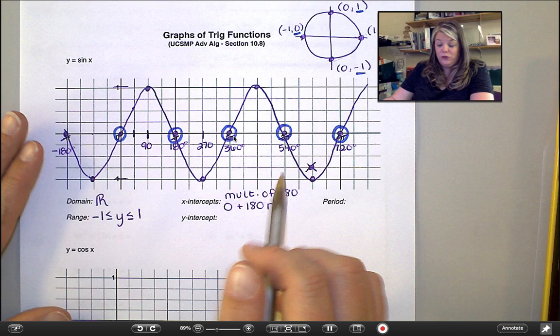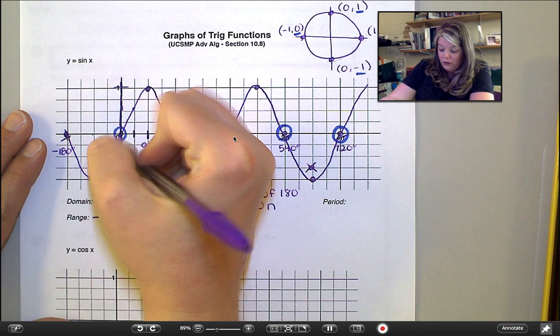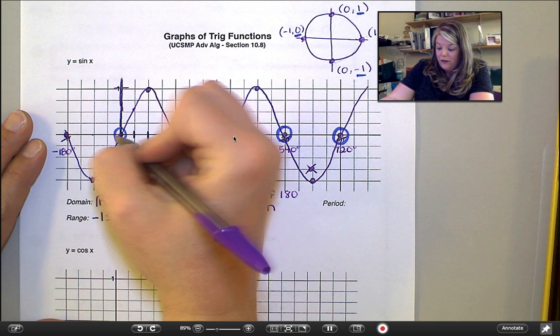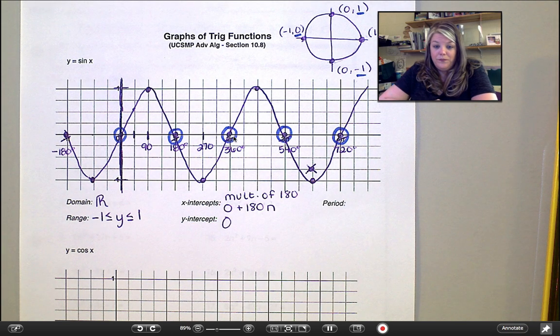The y-intercept, though, there's only one of those because the y-axis is over here, right? And there's only one place that we cross the y-axis, and that, for this particular graph, is right at 0. Okay, so the y-intercept here is at 0.